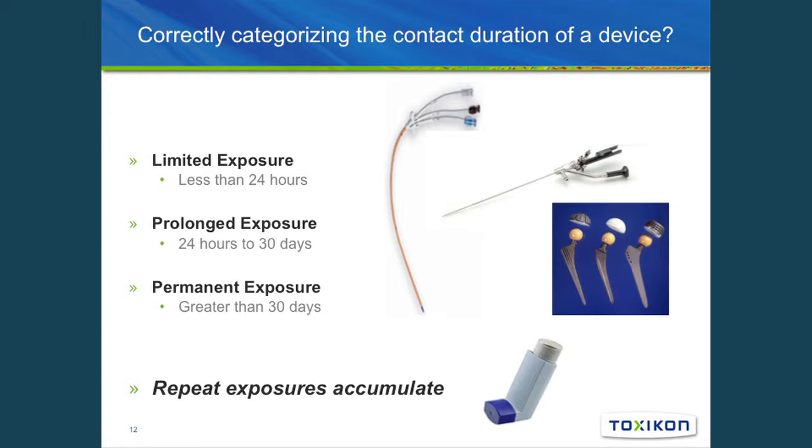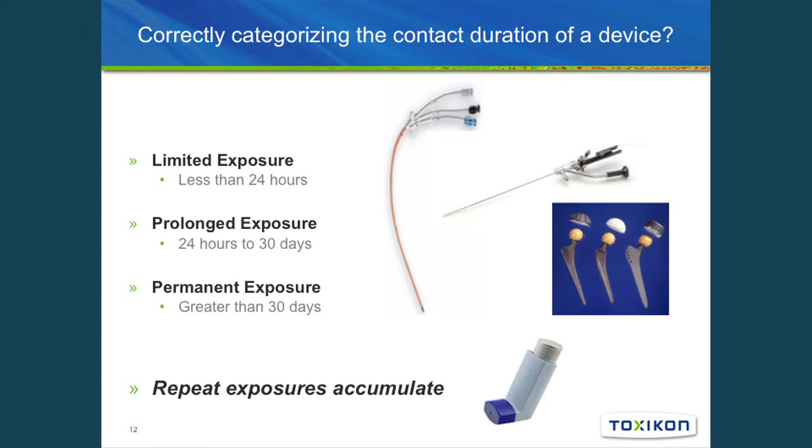And what I have here is a variety of different examples, right? And we have our catheter that may have some prolonged exposure. We even have some surgical instruments that could be for a limited exposure, and some permanent exposure implants. Obviously, all of these devices need a different level of testing, and that's what the 10993 matrix that I was showing you earlier helps you to discern.